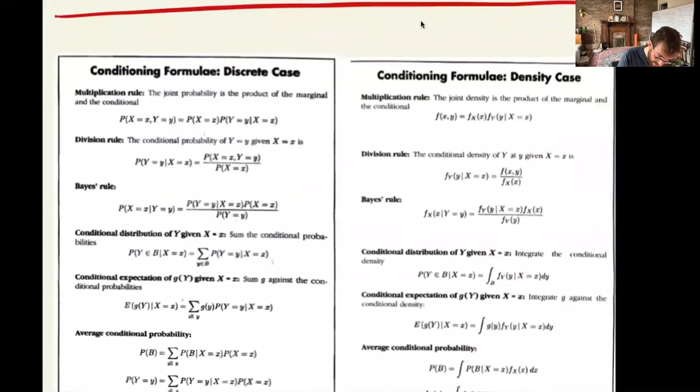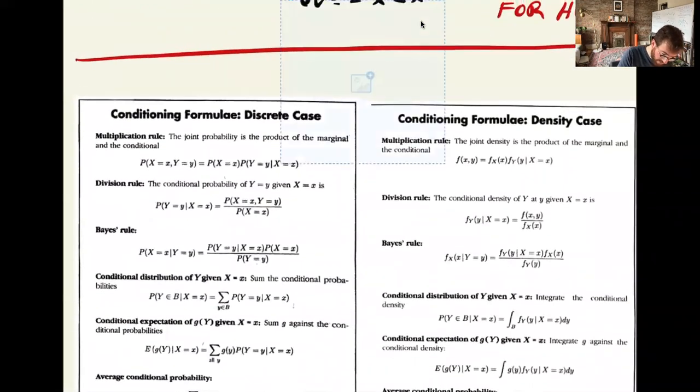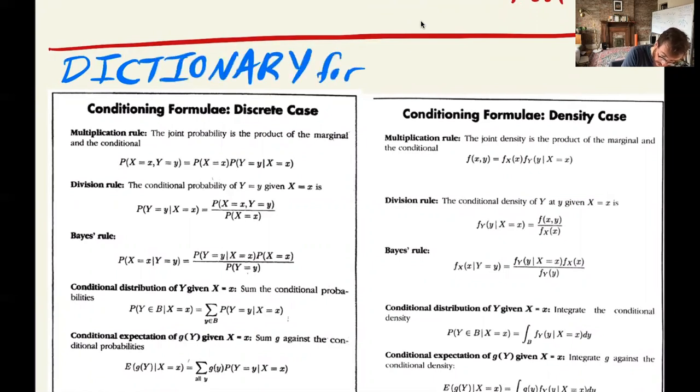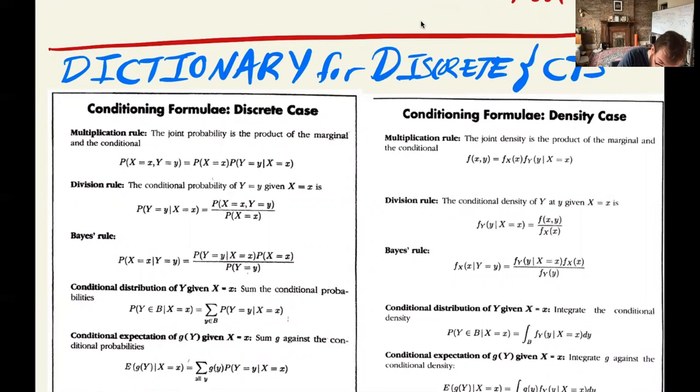So again, here's the dictionary between discrete and continuous, and now we're looking at conditional probability.